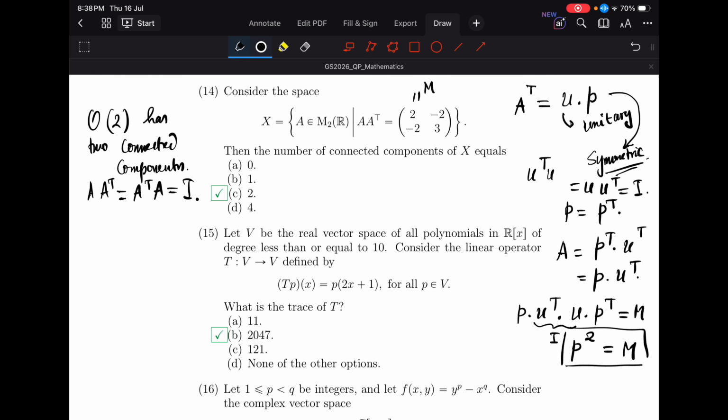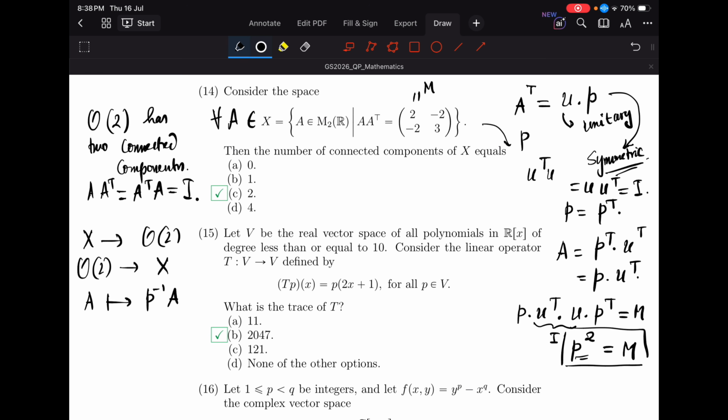Now for all elements inside X, you can find a P. This P is unique, right? So then you can define a map from X to O2 and O2 to X. Okay, so let us define X to O2 by this equation: A goes to P inverse A.